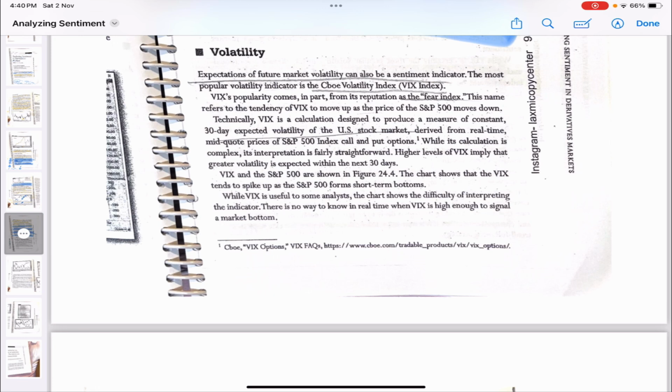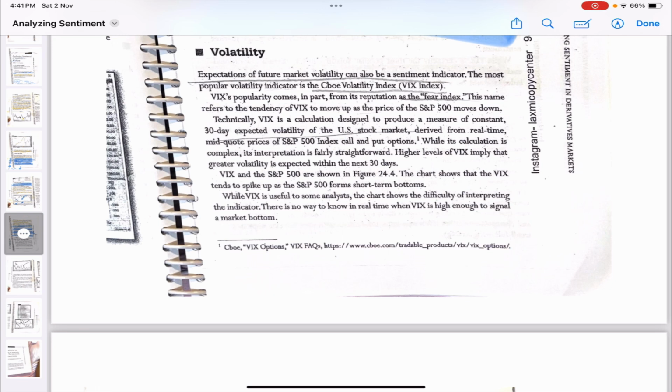Volatility. Expectations of future volatility can also be a sentiment indicator, and obviously, like we have discussed in the VIX chapter and implied volatility chapter, we know that the CBOE volatility index basically talks about the volatility that is present in the market. And by seeing the kind of volatility that is actually present in the market, you can basically make decisions in your trading, right? So obviously, it's also known as the fear index. If there's a question in the exam which says, what is the fear index, then you will tick the option which says the VIX index.